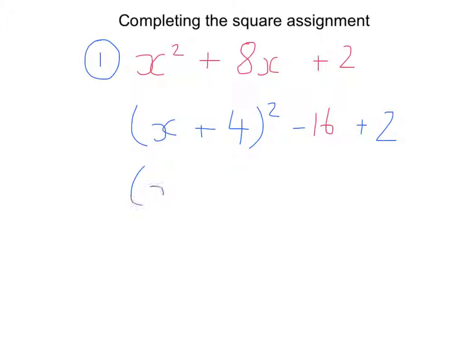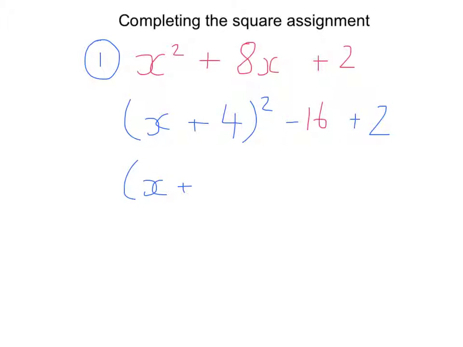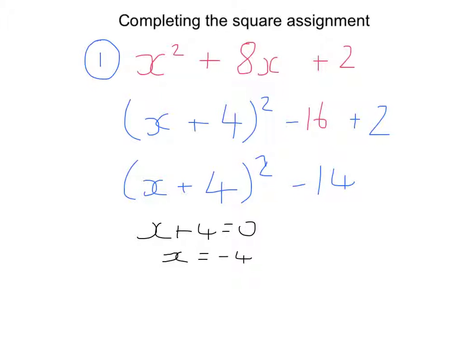I now simplify, I get x, and I get minus 14. Now what completing the square does, it tells me whatever makes this bracket 0, whatever the value of x is, so in this case I would make this bracket 0 by saying x equals minus 4, it tells me what the minimum point of the graph is.